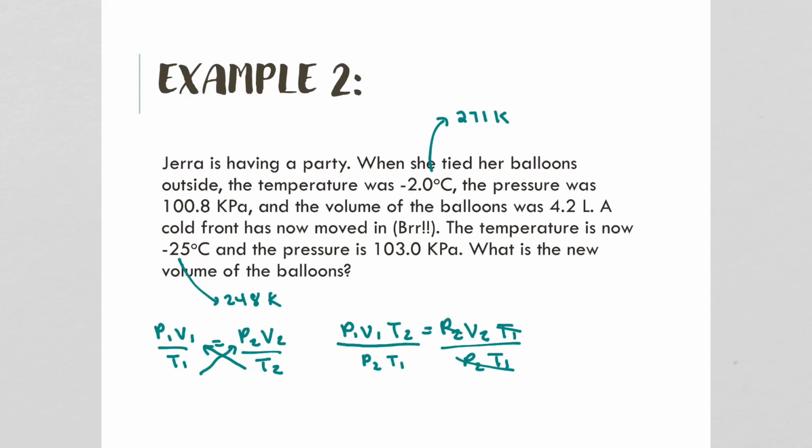So now we'll solve. So V2 is equal to P1, which was 100.8 kilopascals, times V1, which was 4.2 liters, times T2. So that is 248 Kelvin divided by P2, which is 103.0 kilopascals, multiplied by T1, which is 271 Kelvin. So performing that calculation, rounded off to 2 sig figs, we would have 3.8 liters as our new volume.